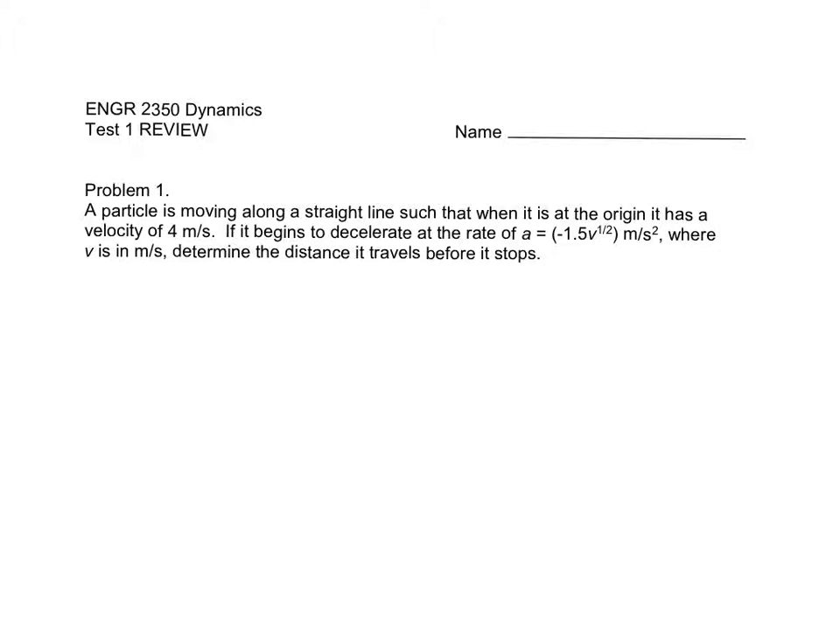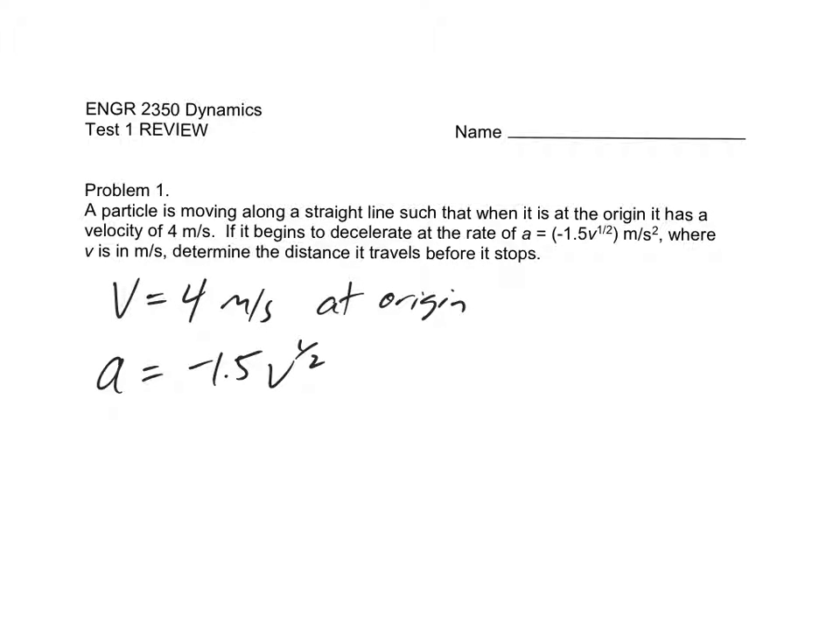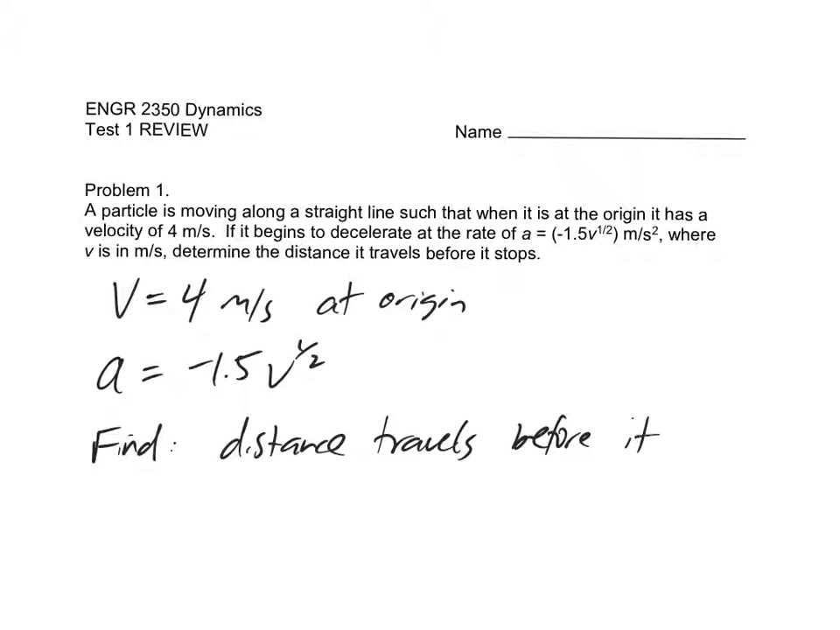If you're not sure where to go, just kind of rewrite what is given. What does the problem statement tell us? So given is, the velocity is 4 meters per second at the origin, and it begins to decelerate. So acceleration is negative 1.5 v to the 1/2, and I'm looking for, so find the distance it travels before it stops. The distance it travels before it stops.